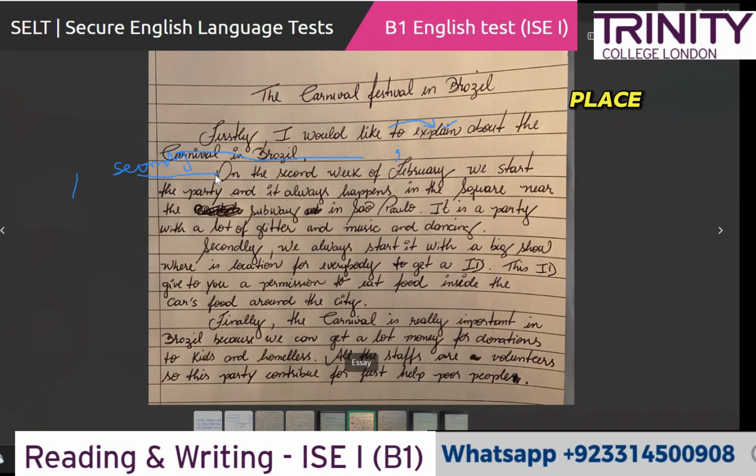This festival takes place on the 2nd of February. We start the party and it always happens in the square near the subway in Sao Paulo. It is a party with a lot of glitter and music and dancing. Beautiful. Secondly, we always start it with a big show where is location for everybody to get an ID. I don't understand this. What is an ID? It is identification. Yeah, I understand that, but I don't understand the sentence.